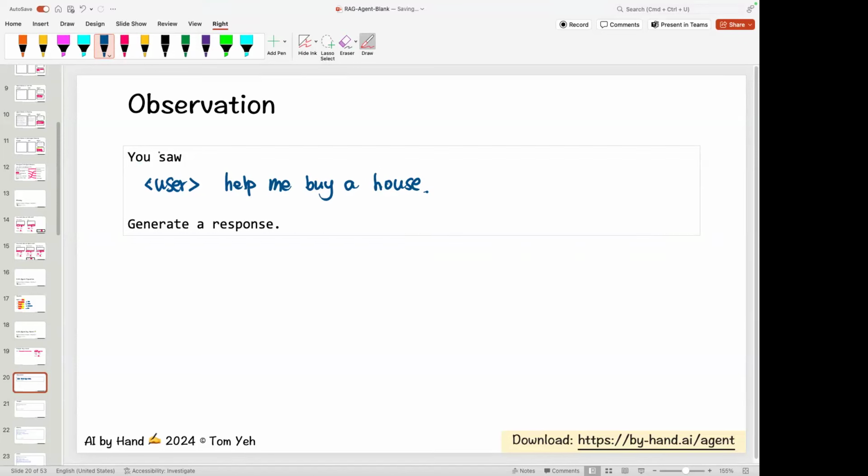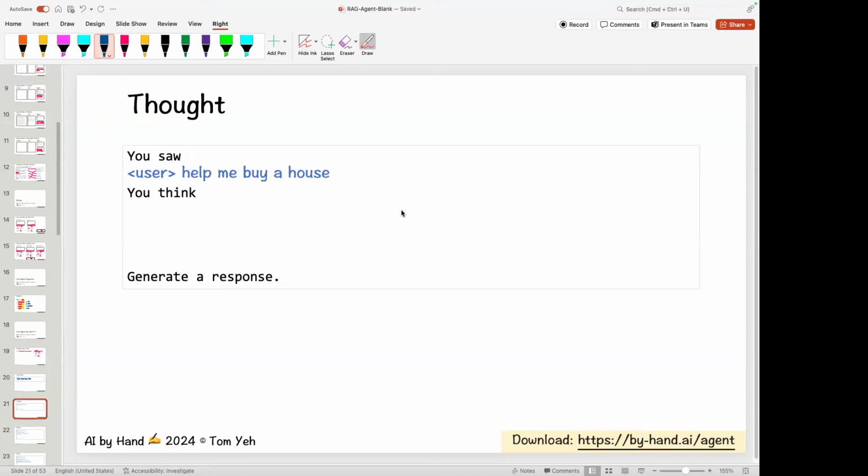You saw a user saying something like, help me buy the house. Please generate a response. So in this case, adding observation means you could bring in information from the user interface, from a speech interface and so on, or from the file system, and just write what it's supposed to see directly into the prompt. In this case, the user said, help me buy a house. So now you add observation into the large model's ability. It seems quite simple, just adding that to the prompt.